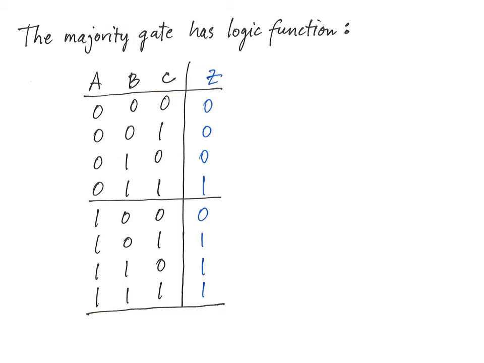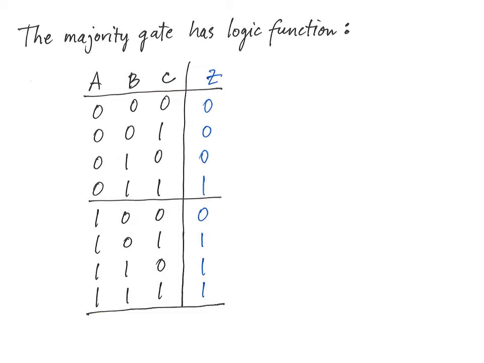The problem is, we also have to build a majority gate using logic gates. And those logic gates include ANDs and ORs and perhaps inverters. Let's take a look. This is the truth table for a majority gate.